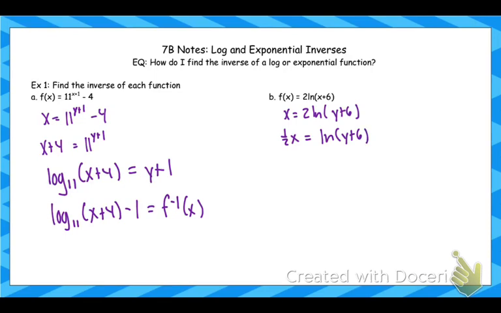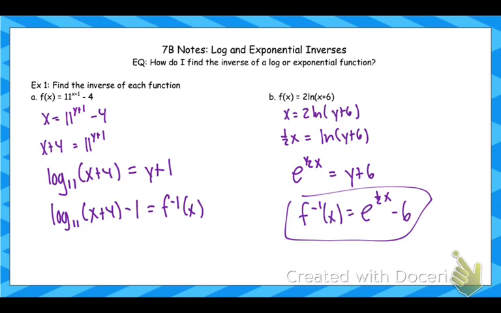So now, in order to get y by itself, since it's in the argument, I have to rewrite this in exponential form. So base e to the 1/2 x power is equal to y plus 6. Subtract 6, and you've got your answer. So that's algebraically how we're going to find inverses. Again, if you've understood those solving questions from last week, that really won't be that bad because we've done inverses so many times this year, and it's really just switching the x and the y.